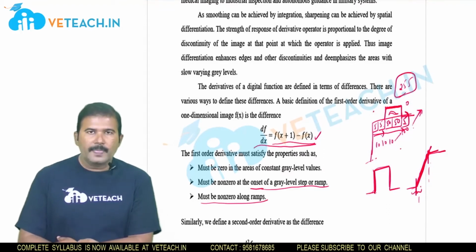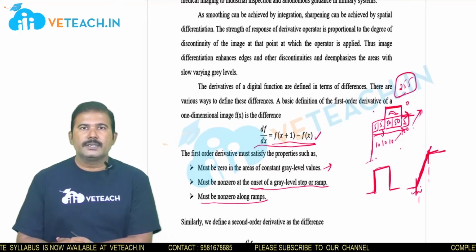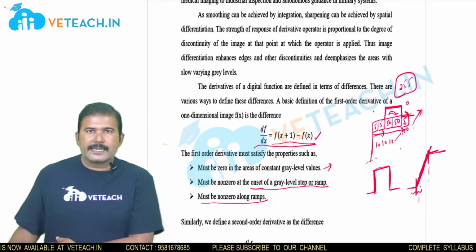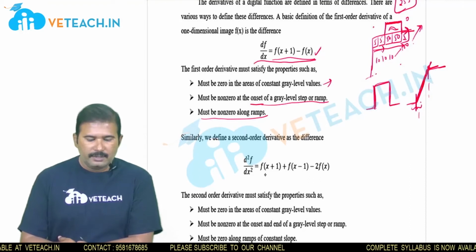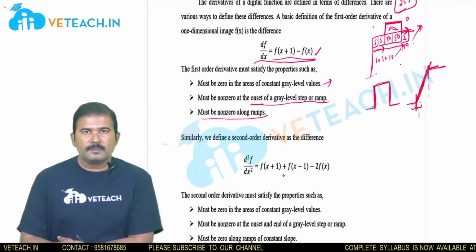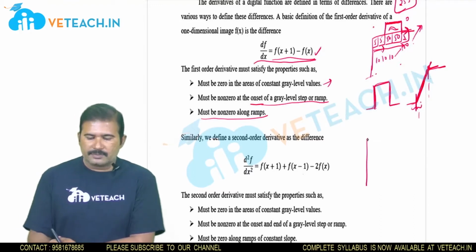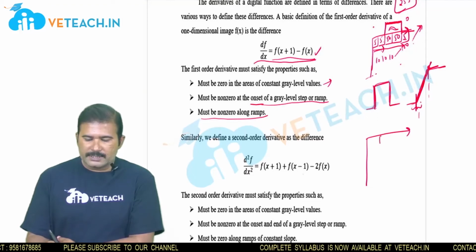That means only the first order derivative yields a 0 value when there are constant gray level values. Similarly, the second order derivative is defined as ∂²f/∂x², which is f(x+1) + f(x-1) - 2f(x). Similarly, as we discussed in the first order derivative, we see f(x+1); this is f(x).